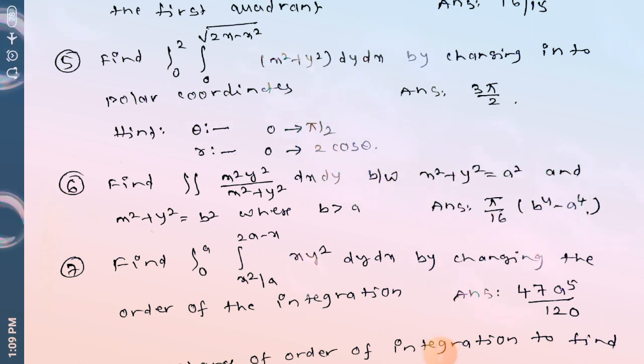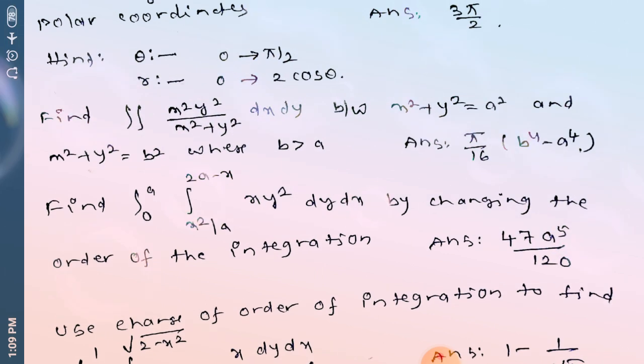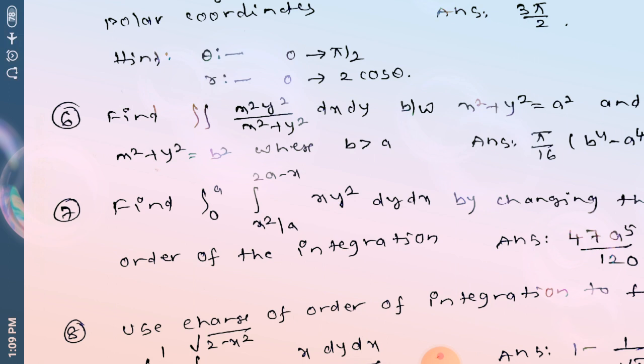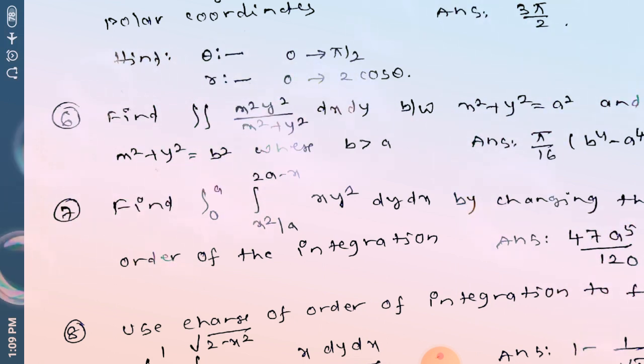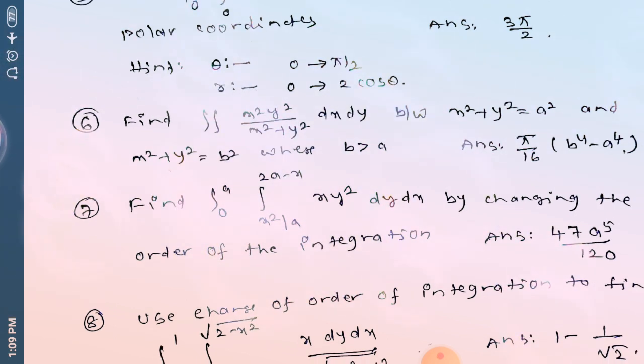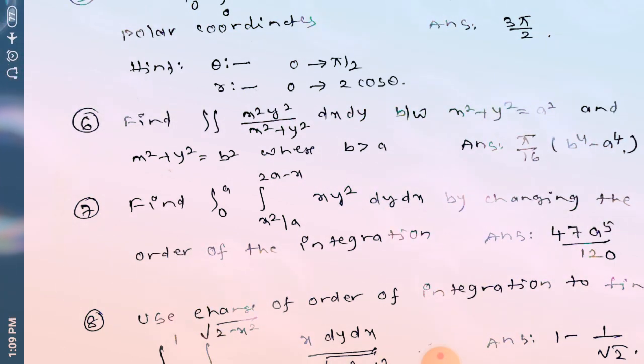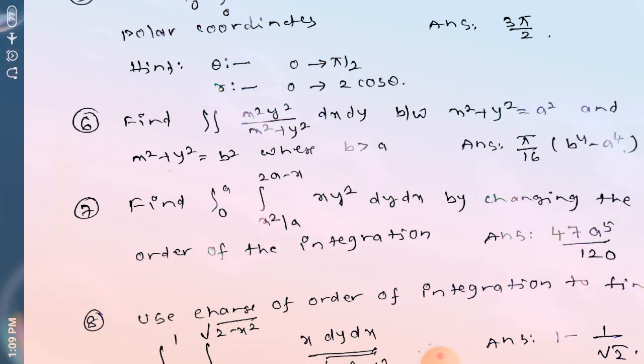Now you look at your seventh problem. Find the double integral 0 to a and x square by a to 2a minus x of xy square dy dx by changing the order of the integration. So order of the integration, that is one important topic here. In order to change the order of the integration, first you focus on the limits of the integration. The first integral consists of the x variable, and the second integral is y limits. So here dy dx is given, and you are changing the order to dx dy.